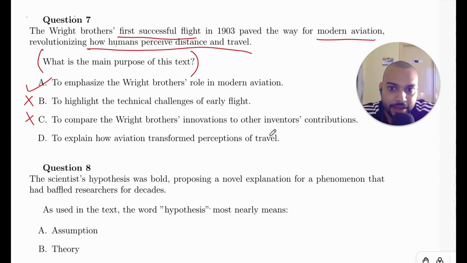Here's the thing. They have mentioned how humans perceive distance and travel. But have they explained what change in perception has been there? What change in perception was seen? Have they explained that? No. So to explain how aviation transformed perceptions of travel? No. They haven't explained. So option A is the correct one, going by the process of elimination. The other options are not accurate. That's why option A is the best bet.